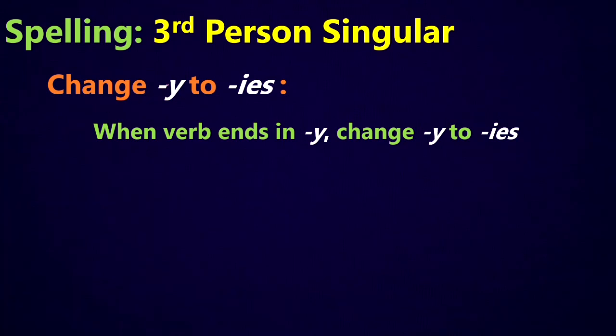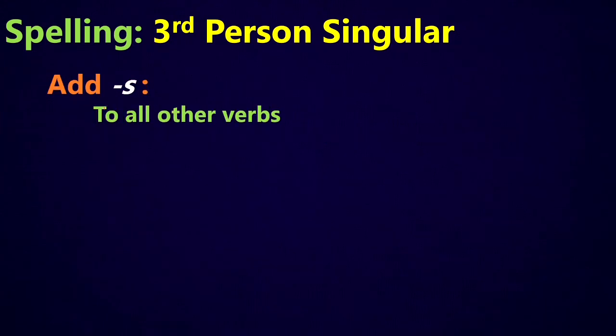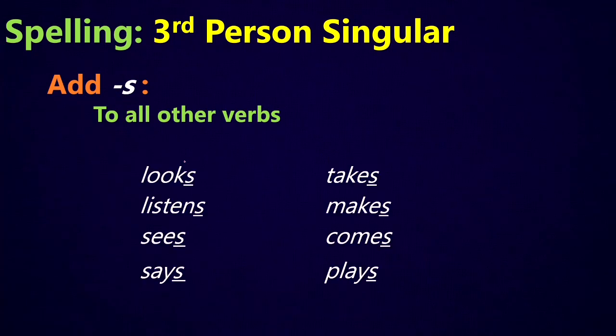If the word ends in a Y, then we're going to change the Y to IES. For example, study becomes studies, try becomes tries, copy becomes copies. So we take off this Y and we add IES to the end of the word. For all other verbs, if they're third person singular, we just add an S to the end of the verb. So look becomes looks, listen becomes listens, take becomes takes, make becomes makes, see becomes sees, come becomes comes, and say becomes says, play becomes plays.